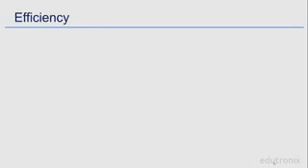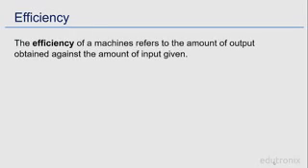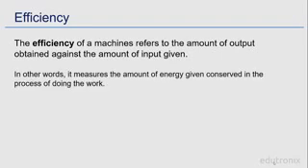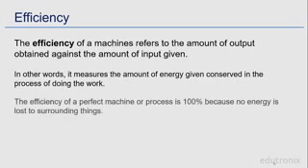So now we can go ahead and try to define the efficiency of a machine. The efficiency of a machine is a measure of the amount of output that is obtained as per the input given. It tries to measure how much work or energy is conserved in the process. If a machine does not lose any energy when working, it means it is working as a perfect machine. Therefore, we say the efficiency of a perfect machine is 100%.